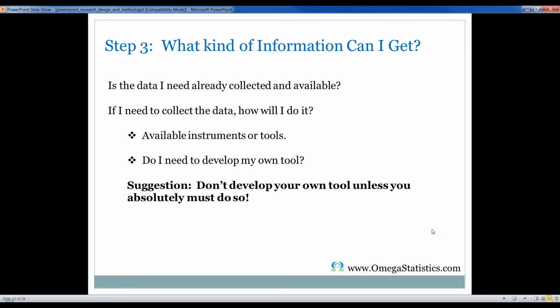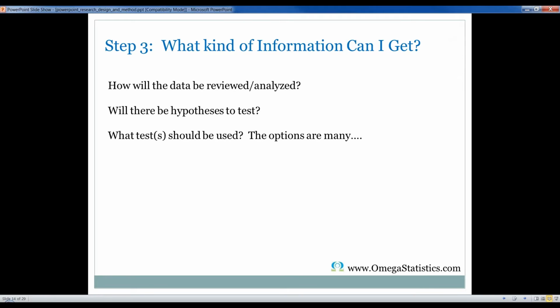Dissertations are done on developing tools, but if you want to do an actual research, try to avoid developing your own tool unless you absolutely must do so. It's going to save you a lot of time, a lot of headaches. Okay, so what kind of information can I get? We're still thinking about this.